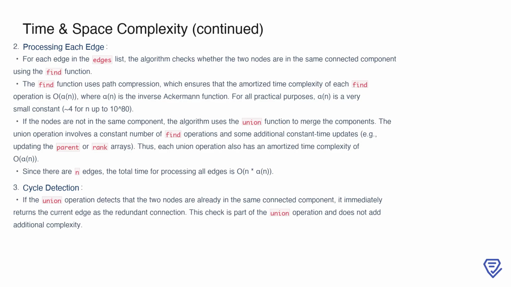This operation involves a few constant time updates and a small number of find calls, yielding an amortized time complexity of O(alpha(n)) per union. With n edges to process, the total time spent in this step becomes O(n * alpha(n)). Furthermore, if a cycle is detected during the union operation, the algorithm identifies the redundant edge instantly, without adding extra complexity, since the cycle check is integrated into the union logic.